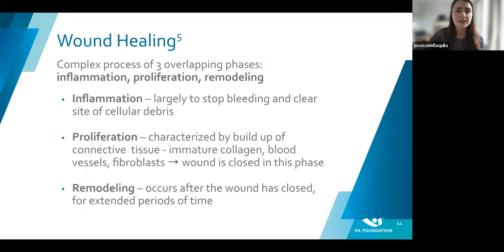When we get into the discussion of wound healing itself, it's a three-process system: inflammation, proliferation, and then remodeling. And in all three of these stages, nutrition is immensely important, specifically our caloric intake and our protein intake.